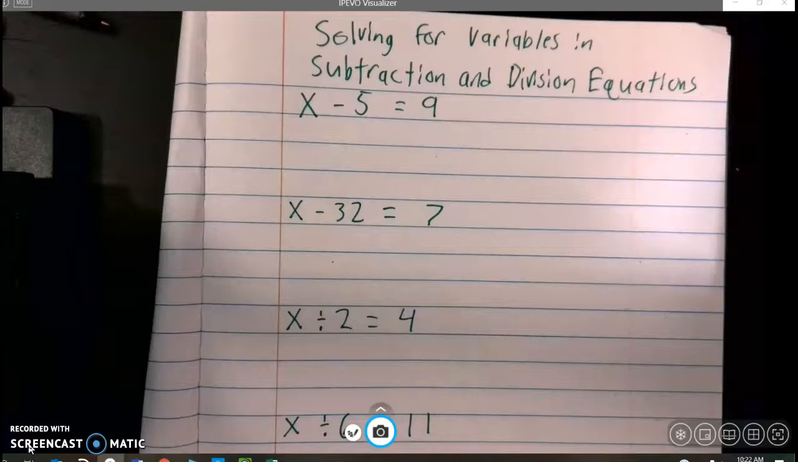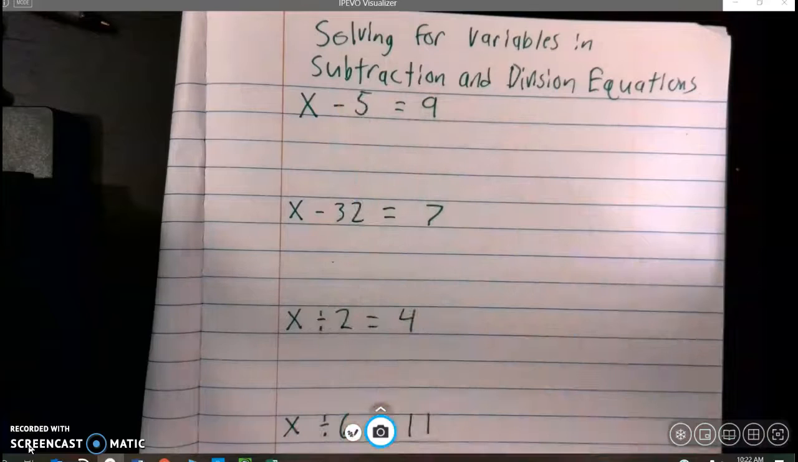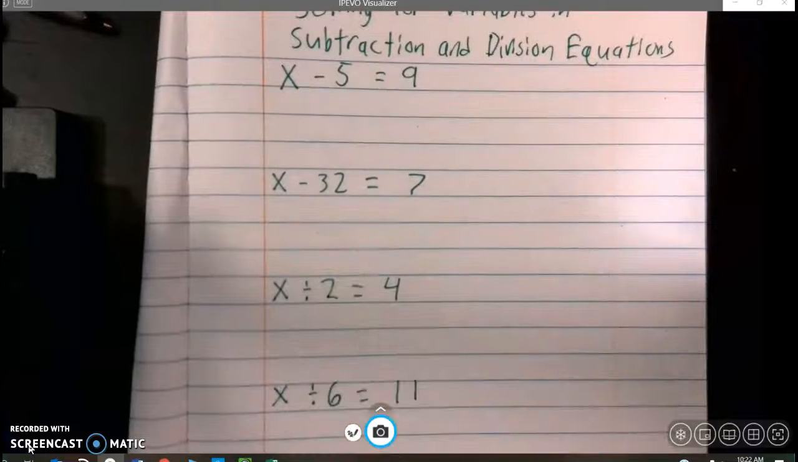While I was going through and giving you all feedback, there was a common misconception that I noticed a lot of students were making. The biggest difficulty students were having yesterday was solving for variables in subtraction and division equations. You were, on the whole, a lot stronger with the addition and multiplication ones, so I just wanted to make sure this was being addressed moving forward for the rest of the week's lessons. Here I have 4 problems from yesterday's exit ticket, the subtraction and division ones.